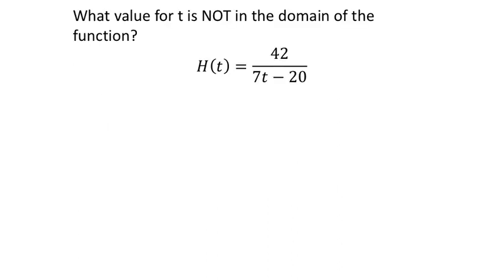Now, with these, it says, what value for t is not in the domain of the function? If it's not in the domain, it would make the denominator 0, just like we saw on this last slide. So this also means that I don't care about the numerator. You can cross it out. It doesn't matter how big or small or negative it is. All I care about is the denominator right here. So I'm looking at just 7t minus 20.